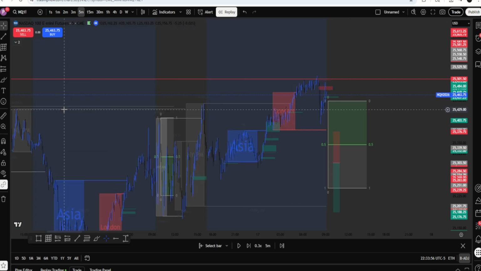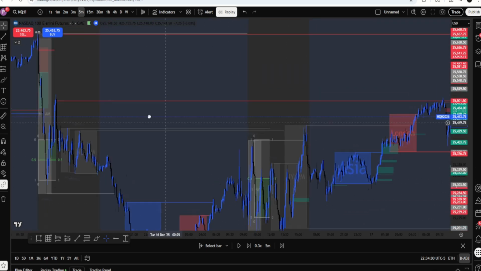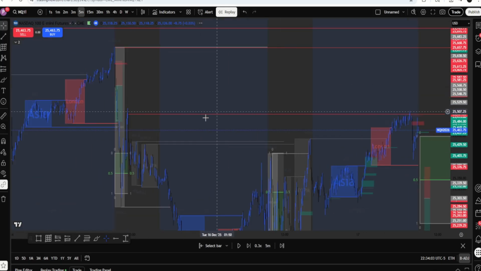So why hasn't it been taken before? Because the market has not gotten back to that price point. Once market goes back to that price point, it's when it's going back to fill these orders up here.